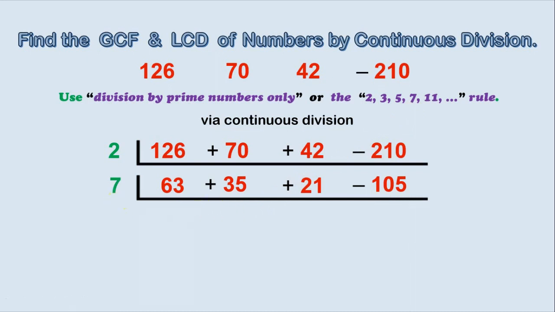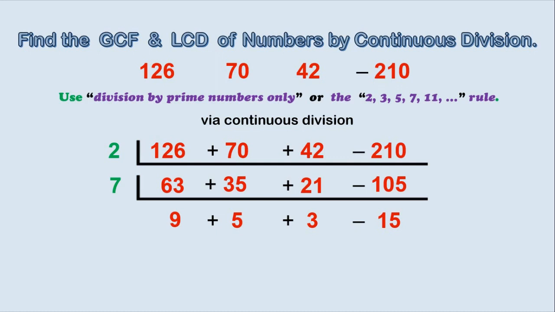Divide the numbers by 7. The resulting quotients are the numbers 9, 5, 3, and negative 15. Now, by inspection, we could no longer find any prime number divisor able to divide these numbers. Therefore, our division process has to end somehow.